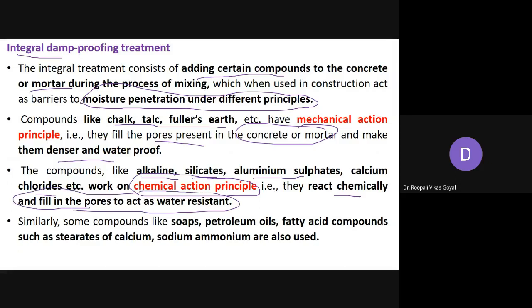Similarly, some other compounds are also used, like soap, petroleum oil or fatty acid compounds such as stearates of calcium, sodium, ammonium. They will all fill the pores and act as a DPC material, or the DPC layer, and they will try to avoid the moisture or dampness in your building.